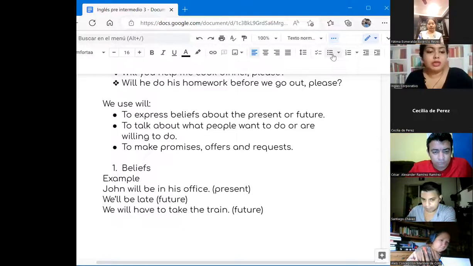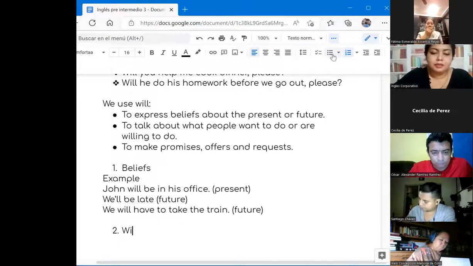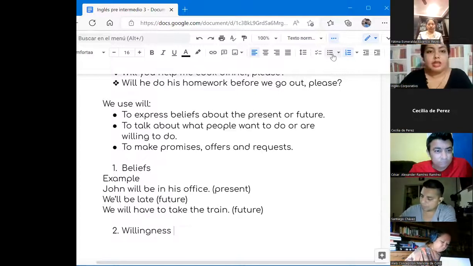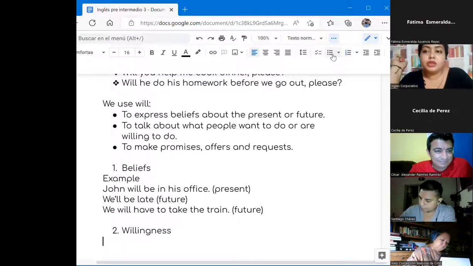Then we have another one that is the number two. That in this case is related to the things that we can do. Because in the second one, we are talking about the things that we can do or are willing to do, and it is willingness. Esta es la disposición para hacer las cosas. We can do it, we cannot do it. Estamos dispuestos o estamos disponibles para hacerlo. And we are going to use will to talk about what people want to do or are willing to do. And in this case, we have examples.